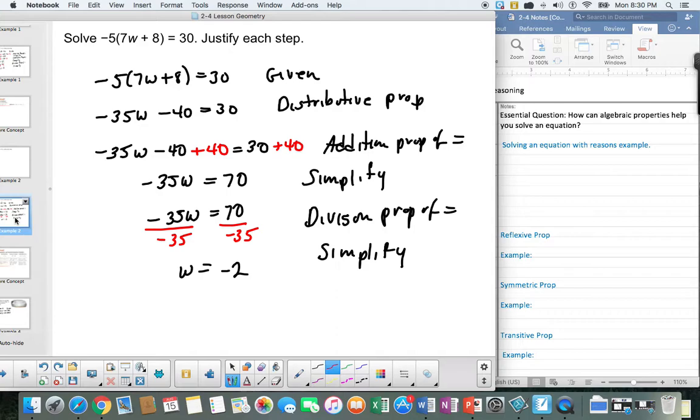Okay, here's my answer. I first write out the problem, it's given. I then use the distributive property. I want to get rid of the subtracting that's going on, so I add 40 to both sides. That's the addition property of equality. I simplify, I then divide, and then I simplify again.